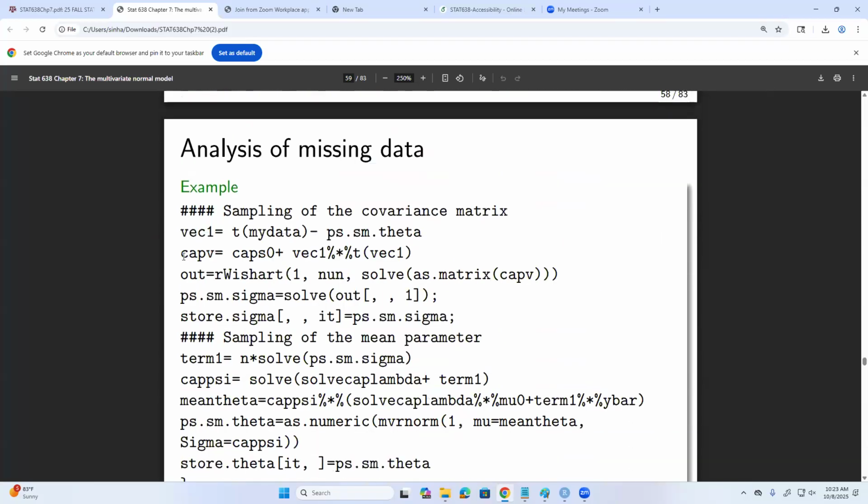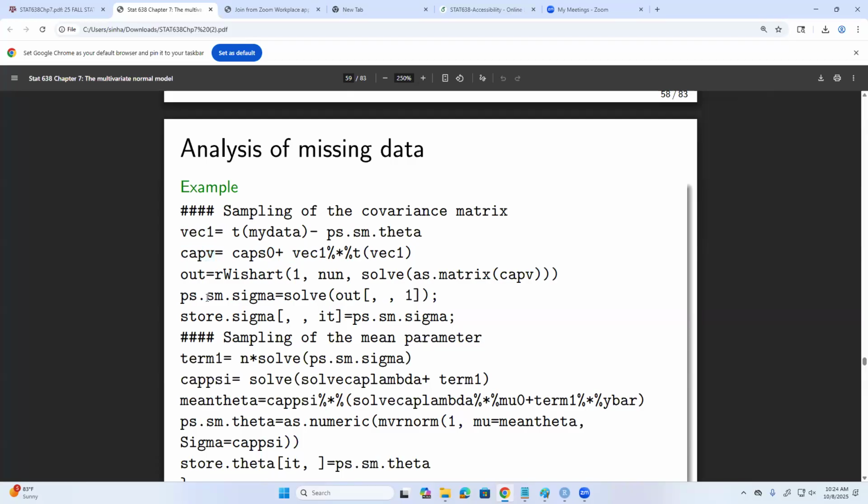Okay, let's move to capital V. Capital V depends on capital S0, which is the initial value, plus VEC1 multiplied with the transpose of VEC1. So this VEC1 is updated every time, right? So we cannot do this capital V calculation outside the loop. That definitely is not possible.